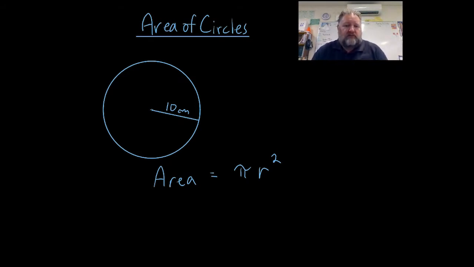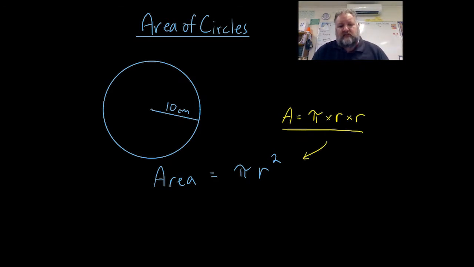Now, pi we've talked about, r is that radial length. But what we're doing with this radial length is we're actually squaring it. We're multiplying it by itself. So I guess if you wanted to write it out in a different way, you'd say that the area is equal to pi times the radius times the radius. This is too much work. We're just going to stick with writing pi r squared.